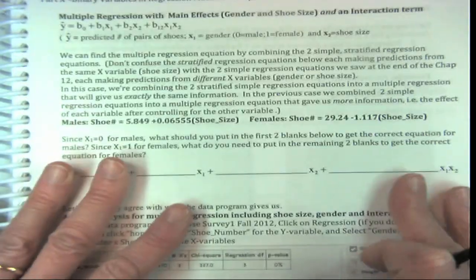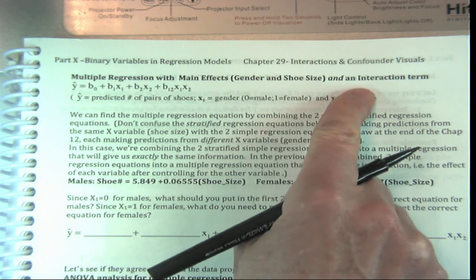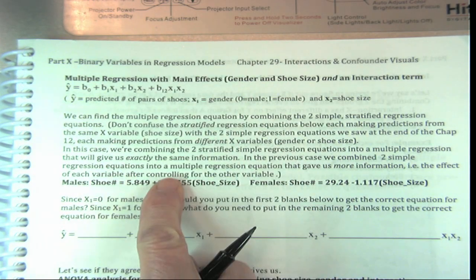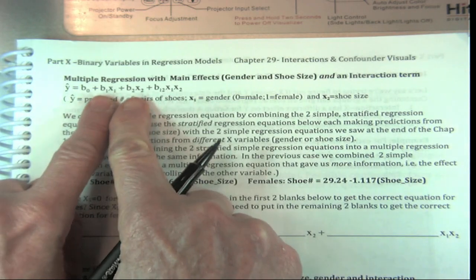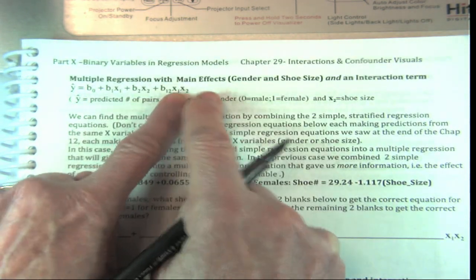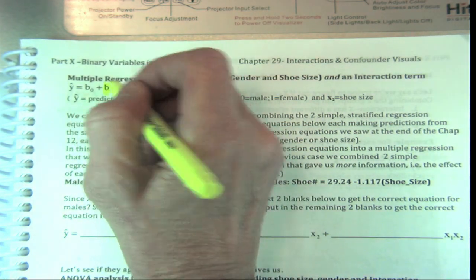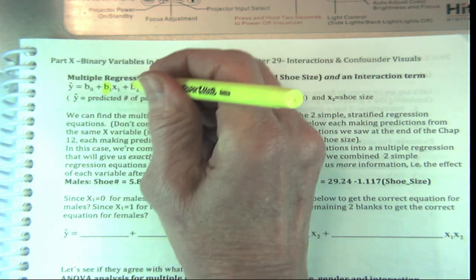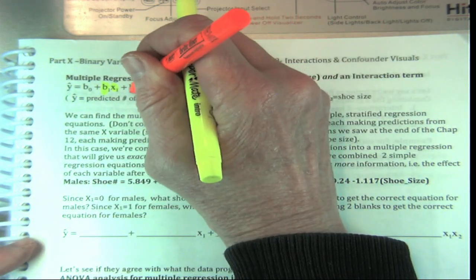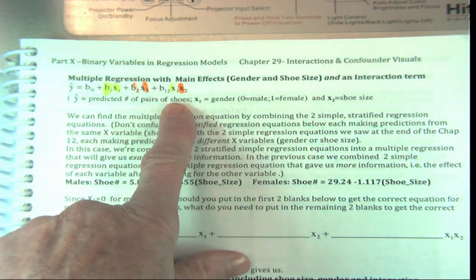So let's do that. Here's multiple regression with the main effects and an interaction term. The main effects are just B1 and B2. And then an interaction is when we multiply X1 and X2, those two together. All right, so let's draw this. We'll have B1 for X1, and B2 for X2. And then we have this multiplicative effect here that's both of them together.